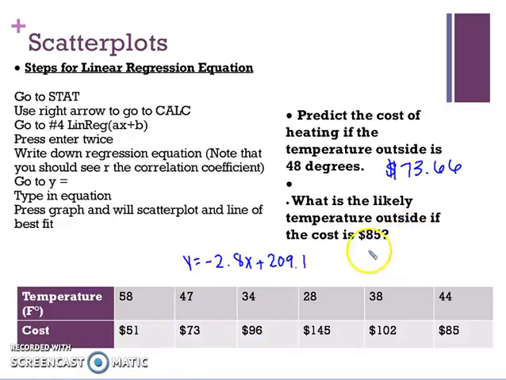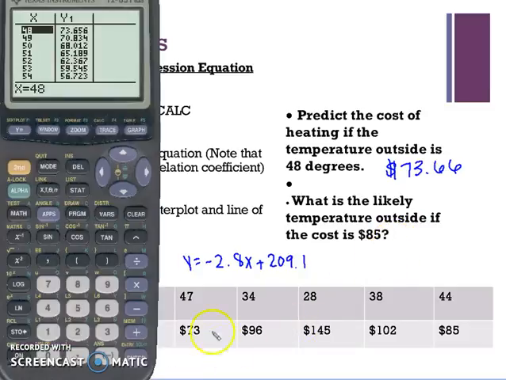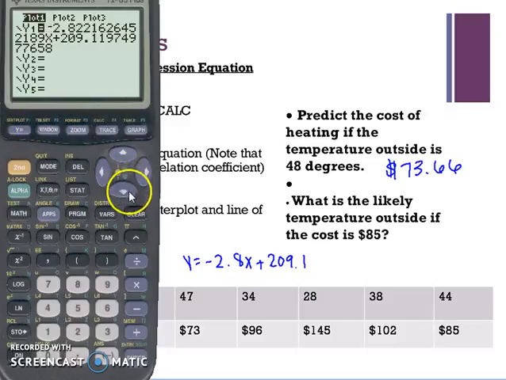Right, then what is the likely temperature outside if the cost is $85? This 85 is a Y value. So now I want to look to see when Y is $85. Well, if I look at the table, I don't have any pretty numbers anymore. They're all decimals, they're all rounded. So it's going to be hard to find 85. For example, there's 87, 84, 82. We skipped right over 85. So if I know the Y value, I'm going to go to Y2 and put that Y value in Y2. So I'm going to put 85 in Y2.